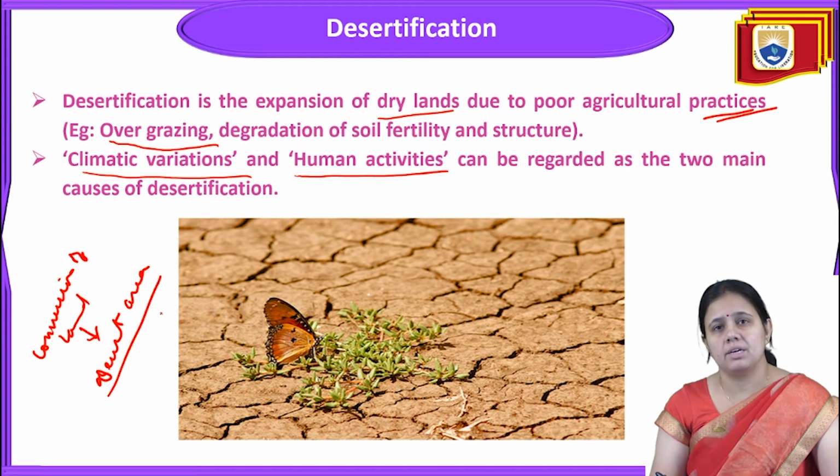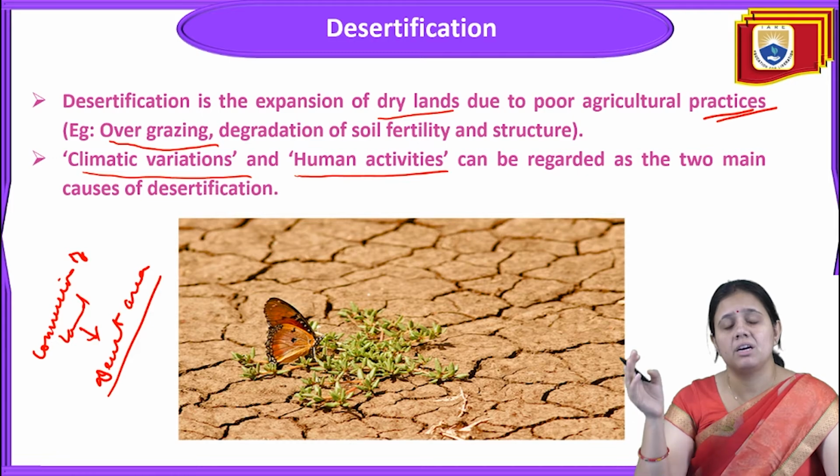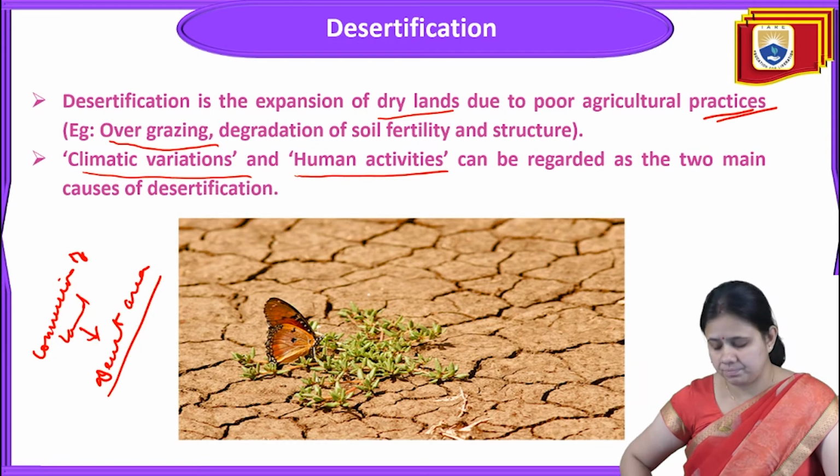So this was about desertification, and it is also a global environmental problem, due to loss of soil fertility, overgrazing, deforestation, and many human induced activities. Forest land has been converted into desert land due to this desertification process.